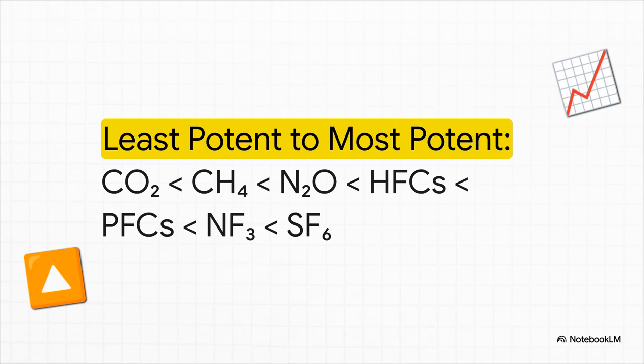So to quickly sum it up, here's the lineup. This is the clear order of potency over that 100-year window, starting from our baseline CO2 and going all the way up to the most powerful greenhouse gases we know of. And every single step up on this list represents a really big jump in warming potential.